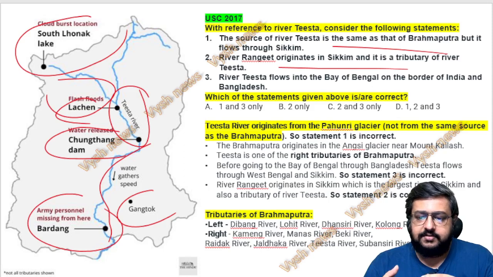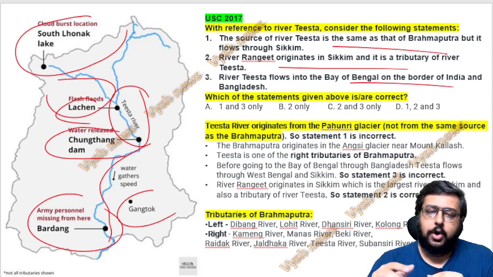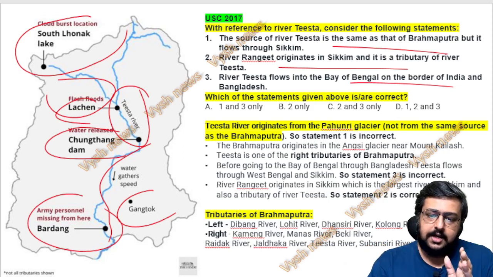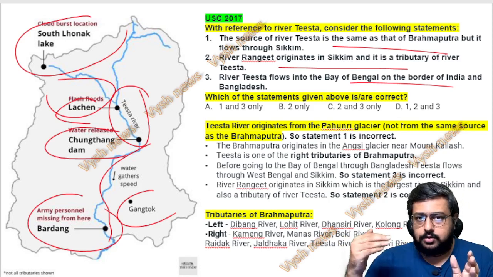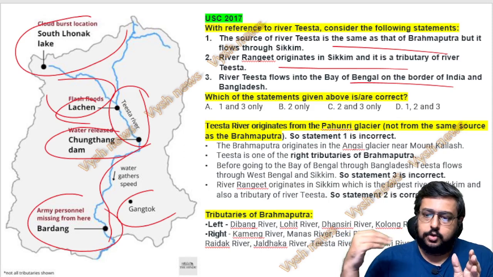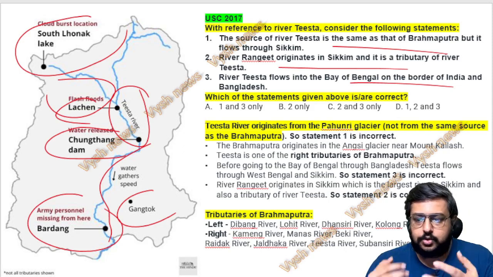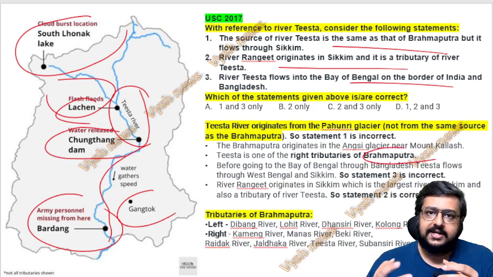And then the other one: river Teesta flows into the Bay of Bengal on the border of India and Bangladesh. So at least if you know the location, this river is around Sikkim. Bangladesh is a little away. It's below West Bengal, on the other side. So that cannot be the case. And also this river doesn't flow into the Bay of Bengal. It's not that big a river. This one actually goes and meets the Brahmaputra. It is the right tributary of Brahmaputra.